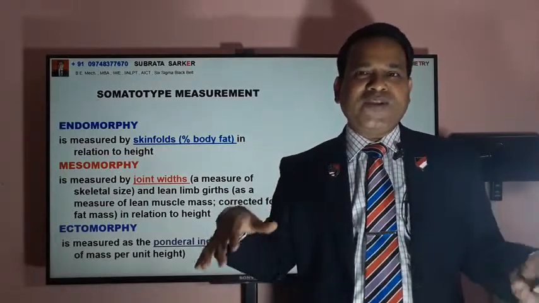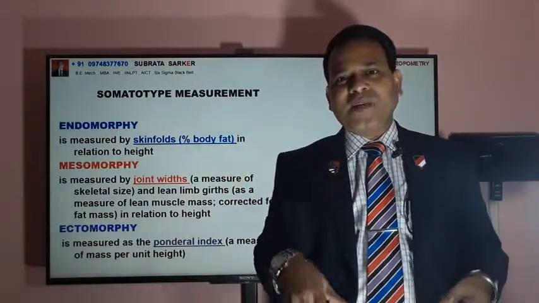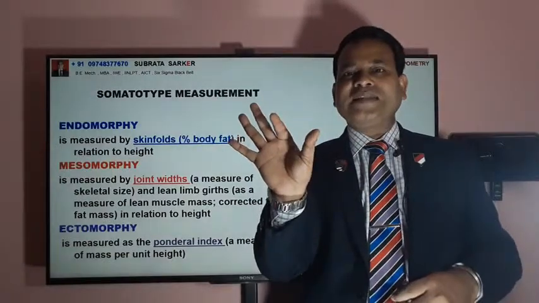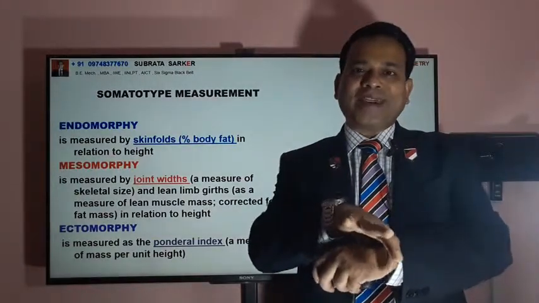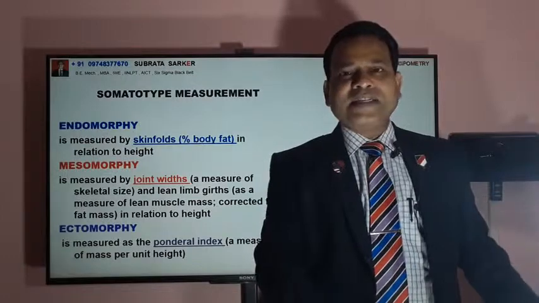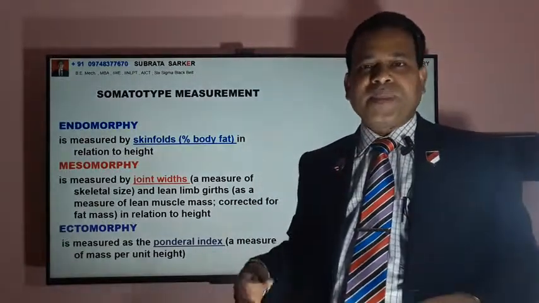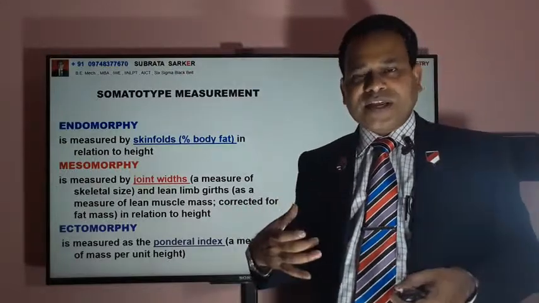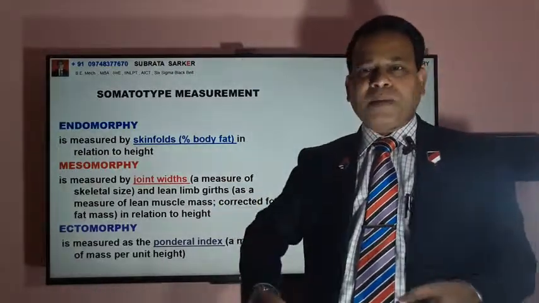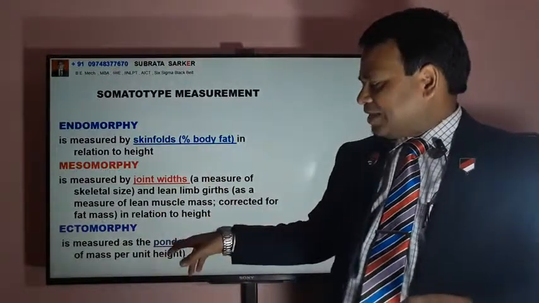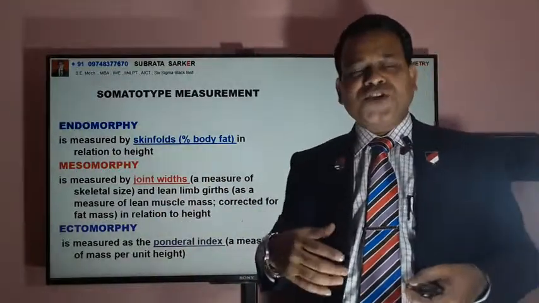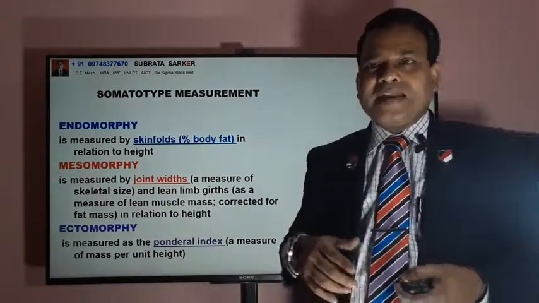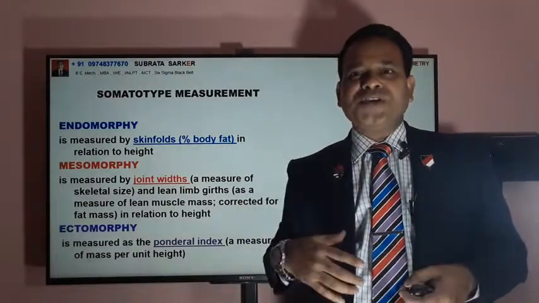Say a person has a height of 5 feet or say 6 feet, but some person has a wrist width this much, some person has a wrist width this much, and some person has a very wide wrist. Obviously the proportion will be the same on the other parts of the body. So that is the joint width, this is called technically. So by that, the mesomorph category of body can be measured. And there is a ponderal index by which ectomorph, those who are very slim and thin, can be measured.